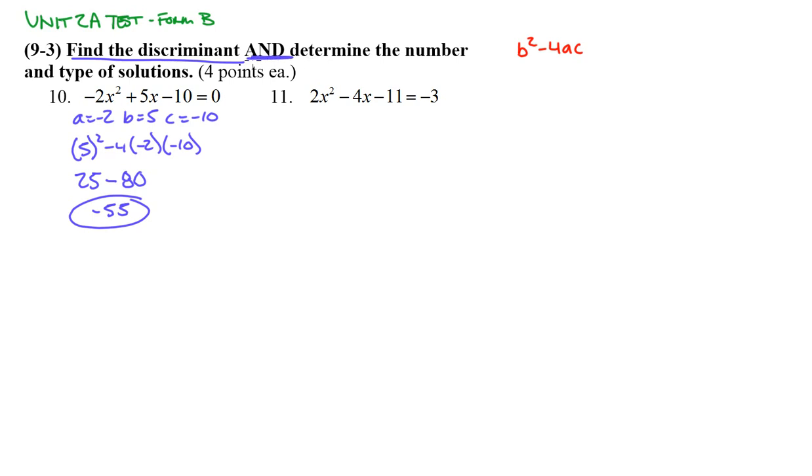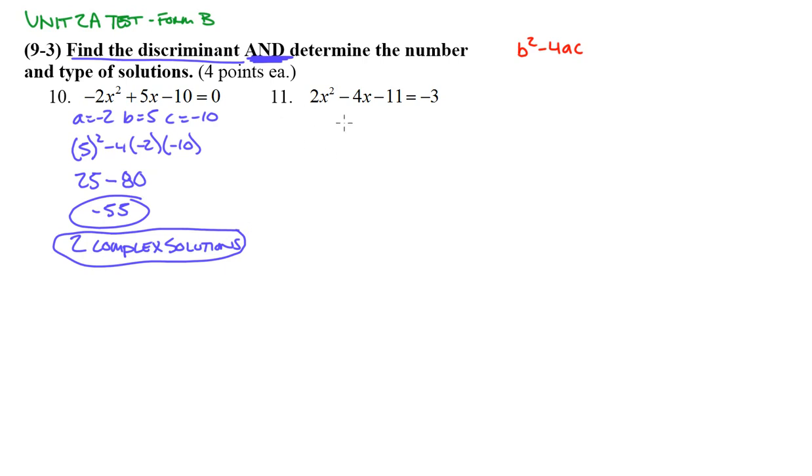We also, that's why I put it in capitals, determine the number and type of solutions. As long as this is not 0, there's going to be 2 solutions, and then we have to figure out if they're complex or if they're real. Since it's negative, that means these are complex because this is going to end up with an imaginary number. So 2 complex solutions is what we want to come up with for the second part. Since it's negative, it's complex. Since it's not 0, it's 2. If this was positive 55, it would be 2 real solutions.